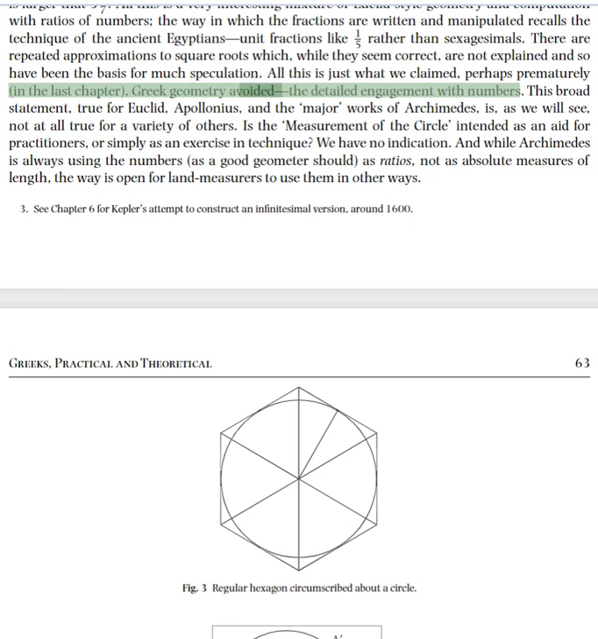Greek geometry avoided the detailed engagement with numbers. This broad statement, true for Euclid, Apollonius, and the major works of Archimedes, is, as we will see, not at all true for a variety of others.